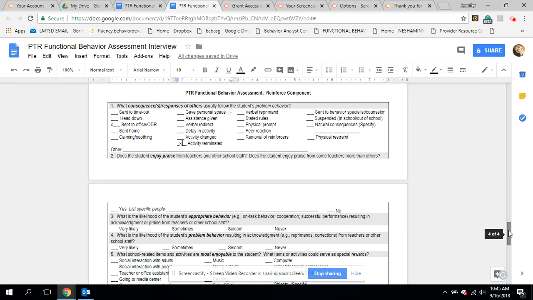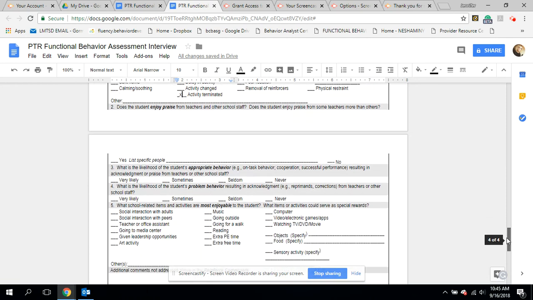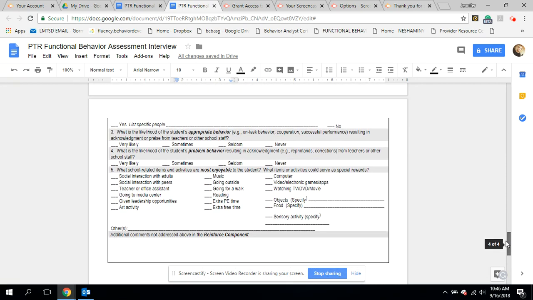So they go to the office and that's reinforcing it. Or they want to get out of this activity and we terminate it and it's been reinforced, even though I understand sometimes we have no other option. So then it's up to me to figure out what other options we can come up with.